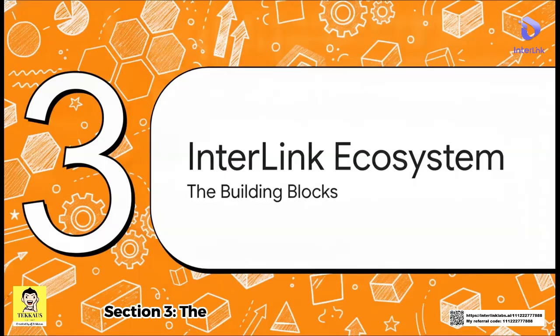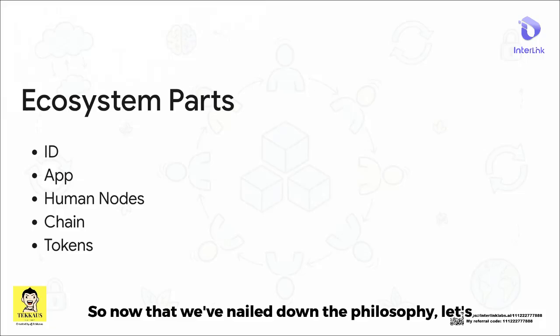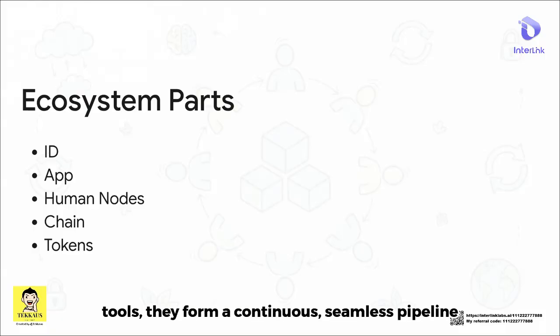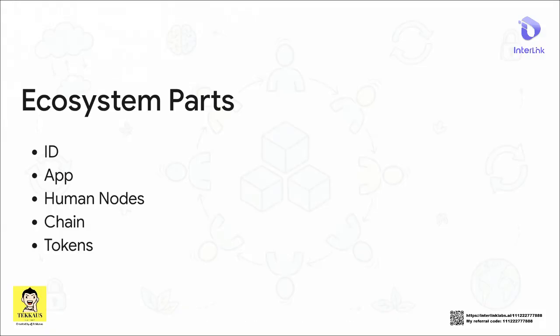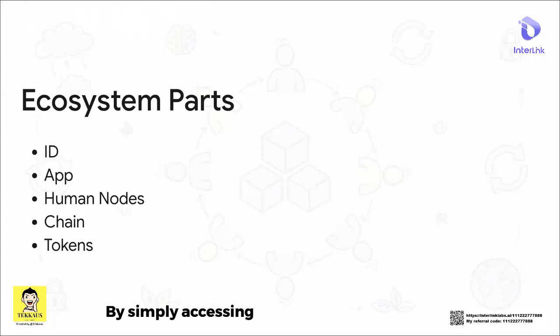Section 3. The InterLink ecosystem. The building blocks. So now that we've nailed down the philosophy, let's actually look at the tech stack. And what's cool is these aren't just isolated tools, they form a continuous, seamless pipeline. First up, your InterLink ID acts as your secure, privacy-focused key. That key unlocks the InterLink app, which is your all-in-one gateway available on both iOS and Android. By simply accessing the app, it transforms your everyday smartphone into a human node. That's you. You are the verified user whose very presence secures the network.